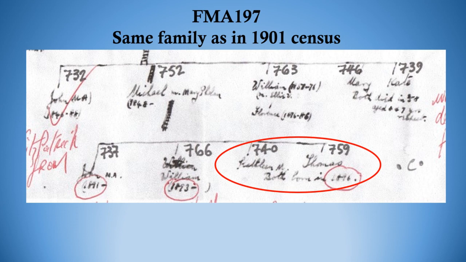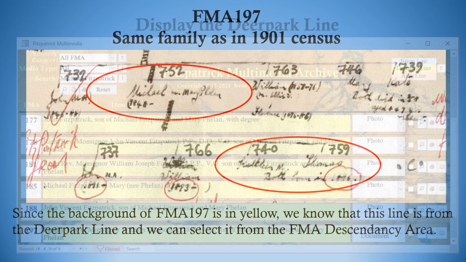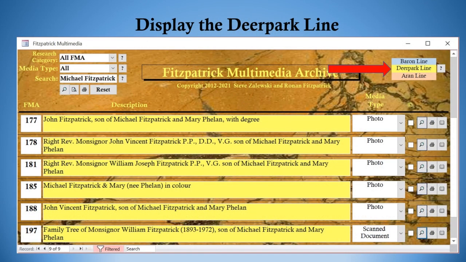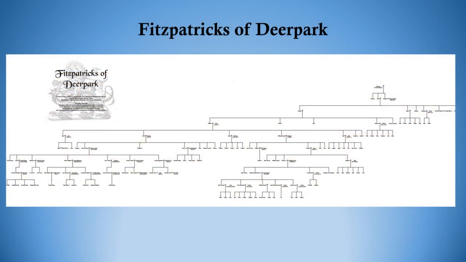Her other siblings are shown, as well as parents Michael Fitzpatrick and Mary Phelan, the first indication of Mary's maiden name. Since the FMA background is in yellow, we know that this family is from the Deer Park line, and we can now look at a more complete Deer Park line. We can select the Deer Park line and see how our Kathleen Fitzpatrick Mitchell's family relates to other Fitzpatricks. This is the Deer Park Fitzpatrick chart, but not very readable at this scale, so we zoom in.